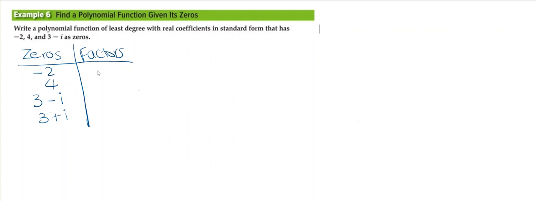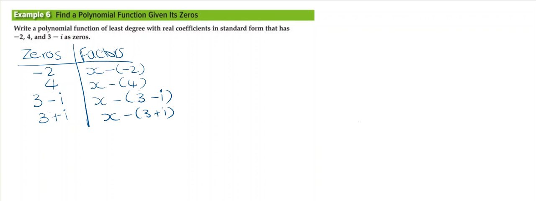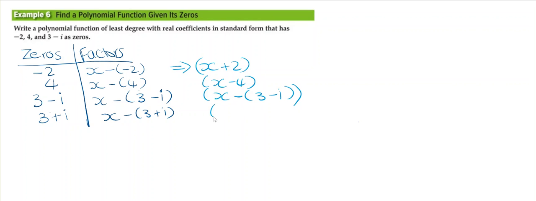So we need to write these in factor form, x minus c. So this is going to be x minus -2, x minus 4, x minus (3 minus i), and x minus (3 plus i). So I'm just going to rewrite these now. So this is going to be x plus 2, this is going to be x minus 4, and then we have x minus 3 minus i, and we have x minus 3 plus i.